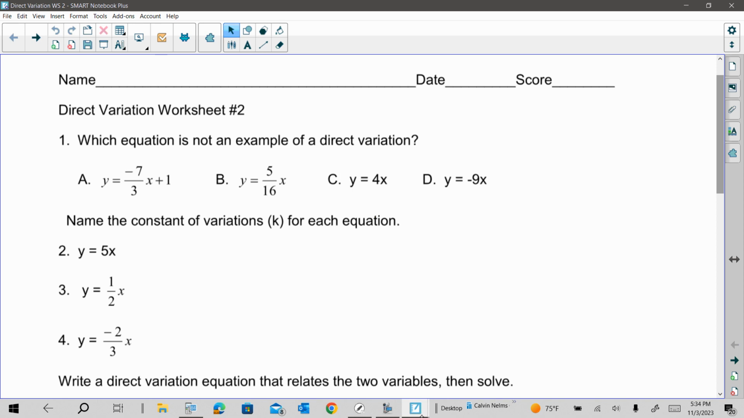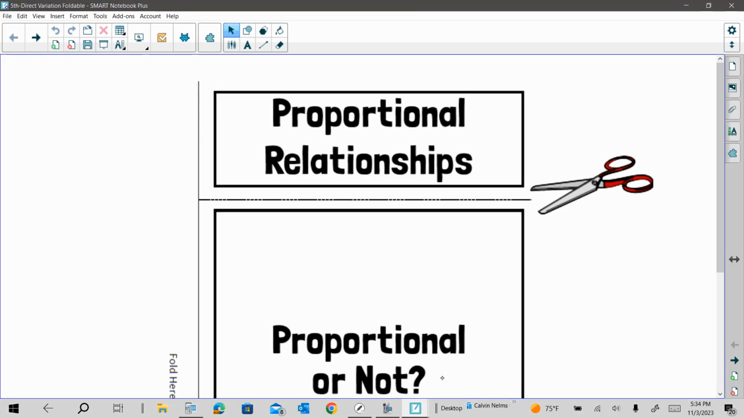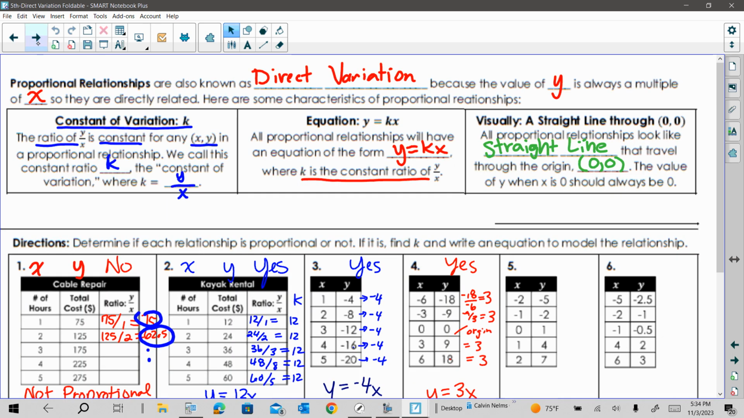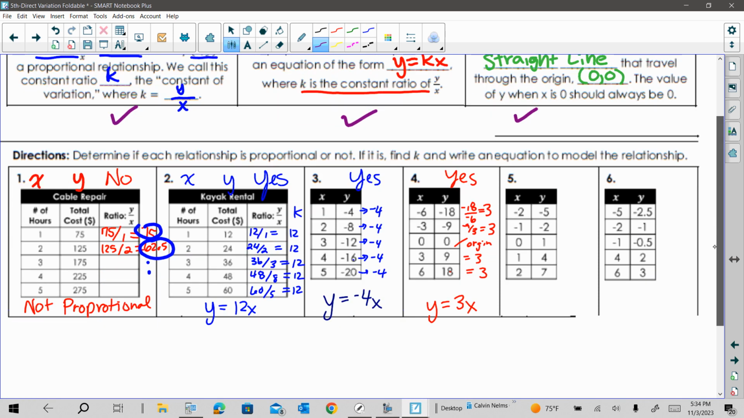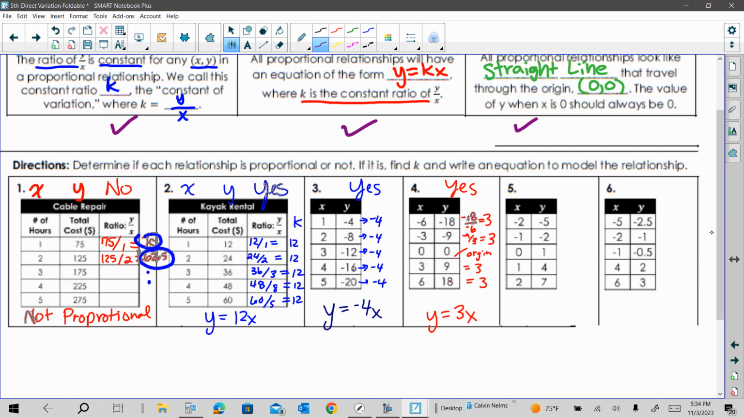So you might need to refer to our foldable that we did on Friday to help you with some of these problems. But I am going to go over each section just to make sure. The main thing is you have to know your constant of variation, your equation, and how the graph is supposed to look. So mainly you need these three sections, and there were examples of those parts that we did. So that's what I'm saying. Refer to the foldable if you need some assistance.